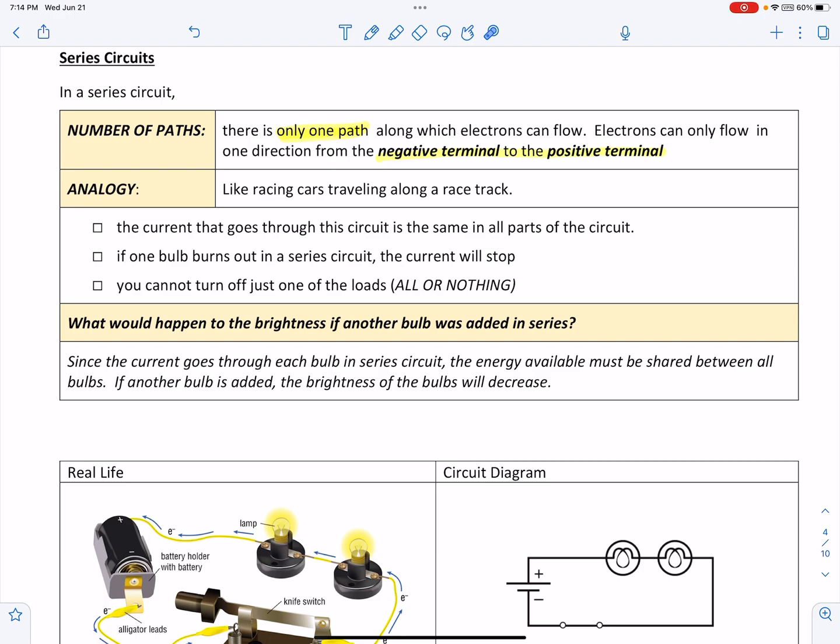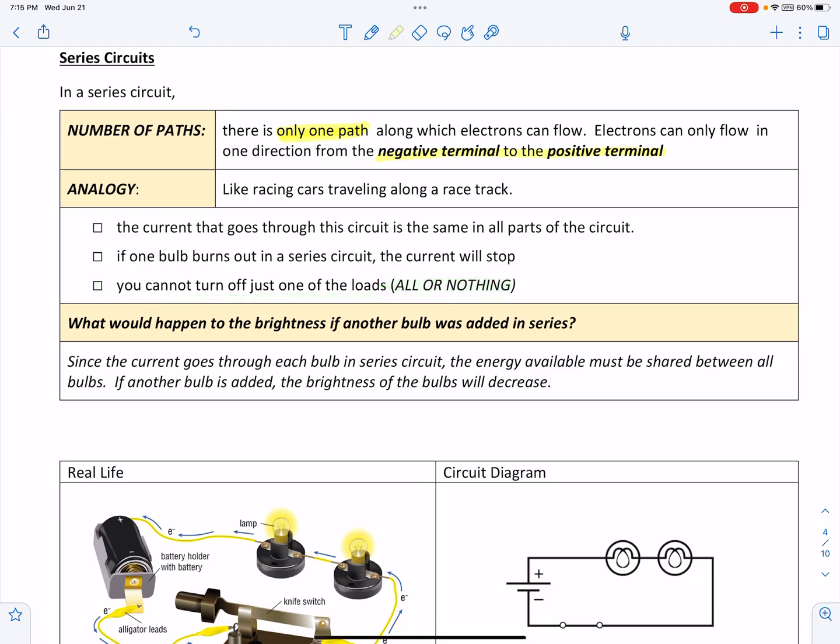Here are the characteristics of series circuits. Number 1, the current that goes through this circuit is the same in all parts of the circuit. Number 2, if one light bulb burns out in a series circuit, then the current will stop and all the other components of the circuit will stop. You can't just turn off one of the loads. It's all or nothing.